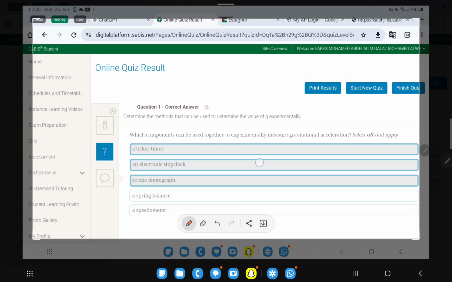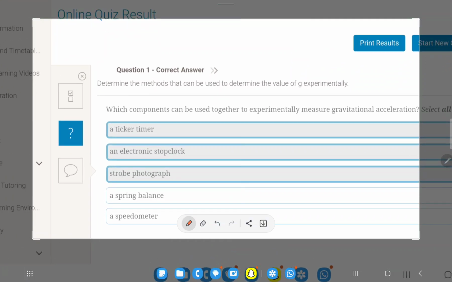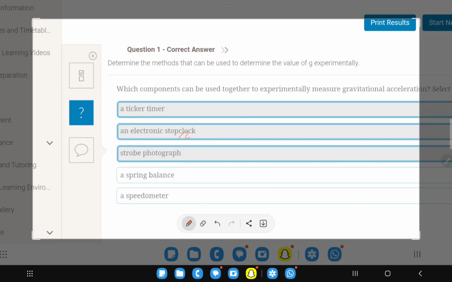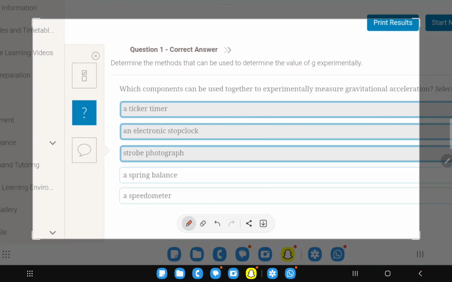Or an electronic stop clock, because human reaction time is a bit late. An electronic stop clock to measure the exact time. And strobe photograph, it's like this big thing. An object falls down into it, and also each time it measures it, each 1 second, for example. We can tell also the gravitational acceleration from it. A spring balance, no, we don't need a spring balance or a speedometer.